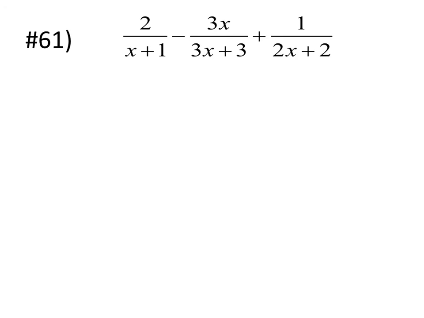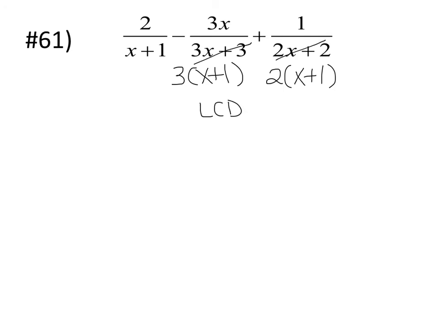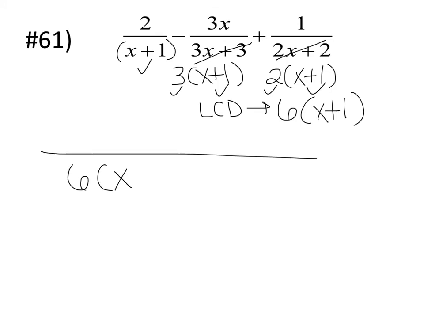Okay, so my first denominator is already factored. My second denominator can just get a 3 removed from it, and my third denominator can just get a 2 removed from it. So when I go to write my LCD, it is x plus 1 and then 6, because you need the lowest number that 3 and 2 can go into evenly. x plus 1 represented, x plus 1 represented, x plus 1 represented, and 3 and 2 are both also represented. So this is all going to be over 6 times x plus 1.